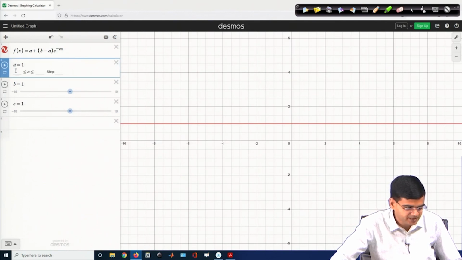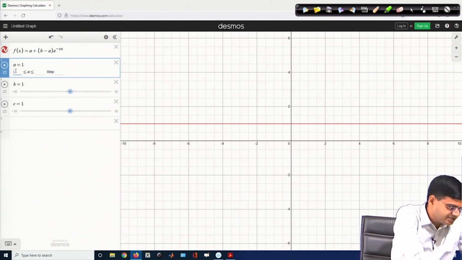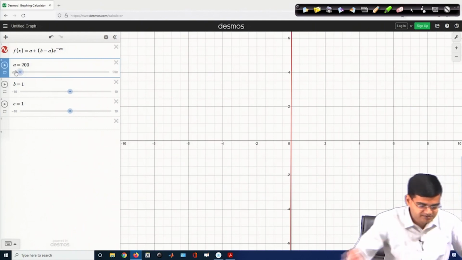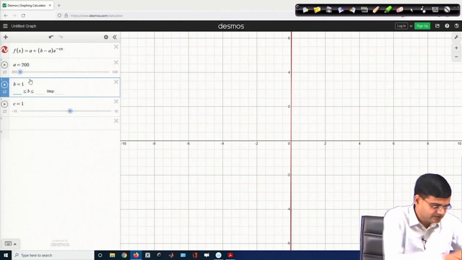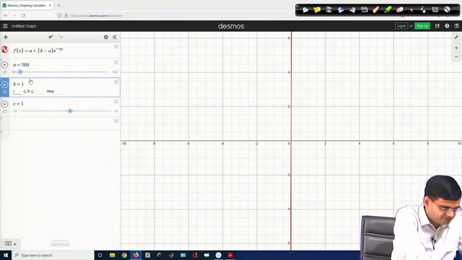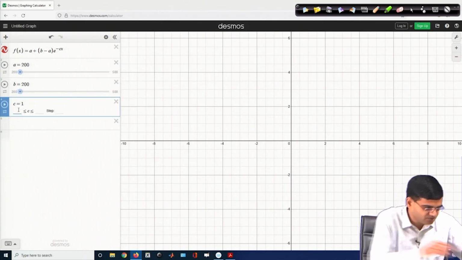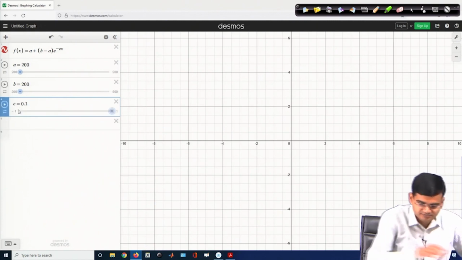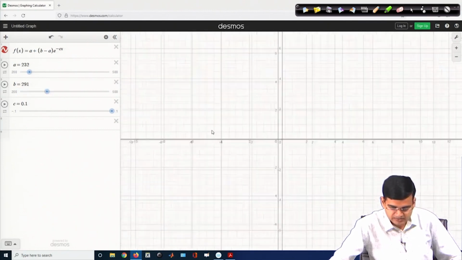So, a was the ultimate temperature. Let me make it in a range of 200 to 500. b was the initial temperature, so let me make it in the same range, 200 to 500, and let me change c to a small limit of minus 0.1 to 0.1. Okay. So, let us see what we observe.